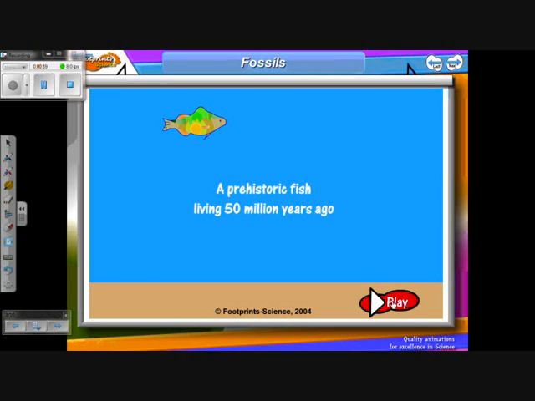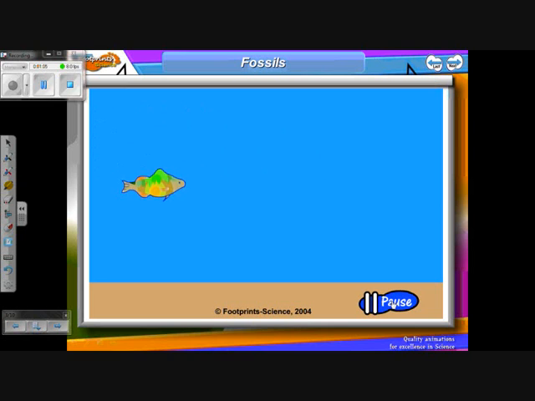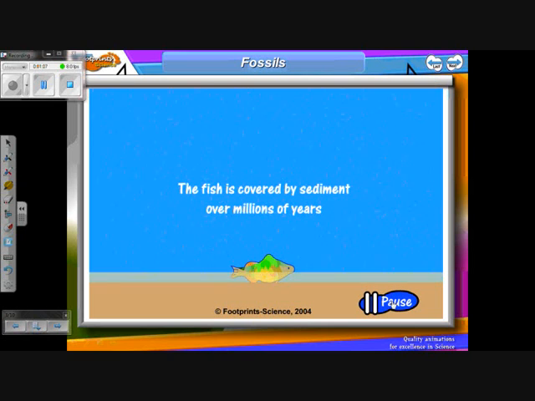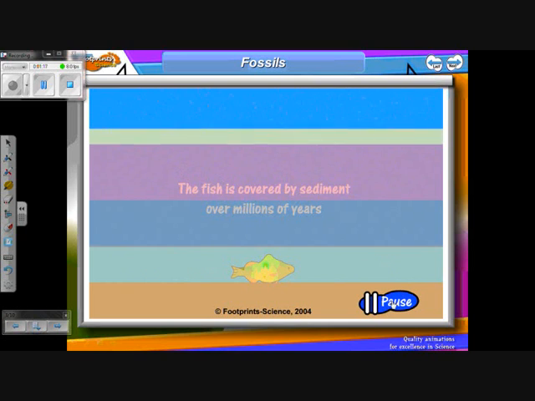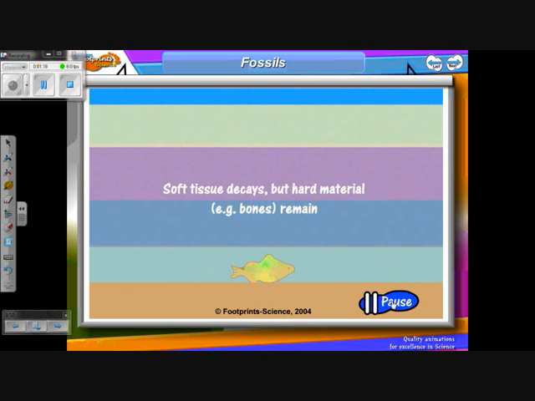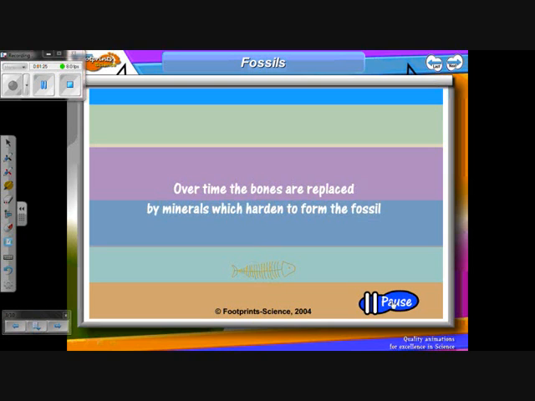Here we have a prehistoric fish living 50 million years ago. The fish dies and sinks to the bottom. The fish is then covered by sediment over millions and millions of years. The soft tissue decays, but the hard material remains. Over time, the bones are replaced by minerals which are hardened to form the fossil.